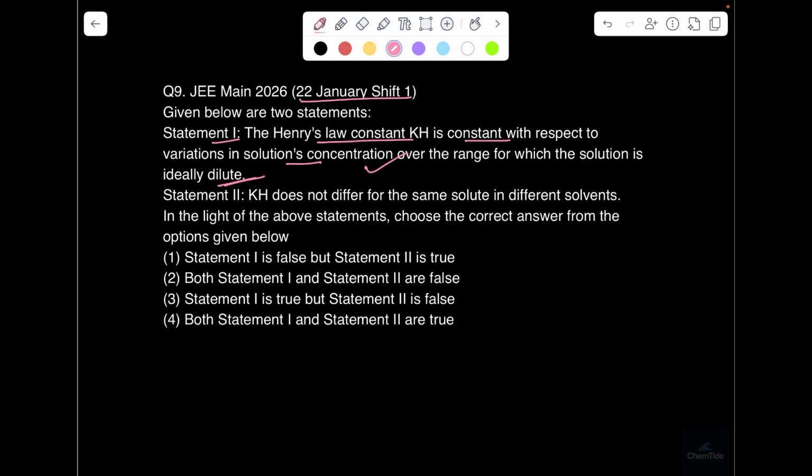Kh does not differ for the same solute in a different solvent. This is false. The second one is false. Henry's law constant is solvent based. So the same gas or solute has a different Kh value if we are dissolving it into a different solvent. So one is true and the second is false.